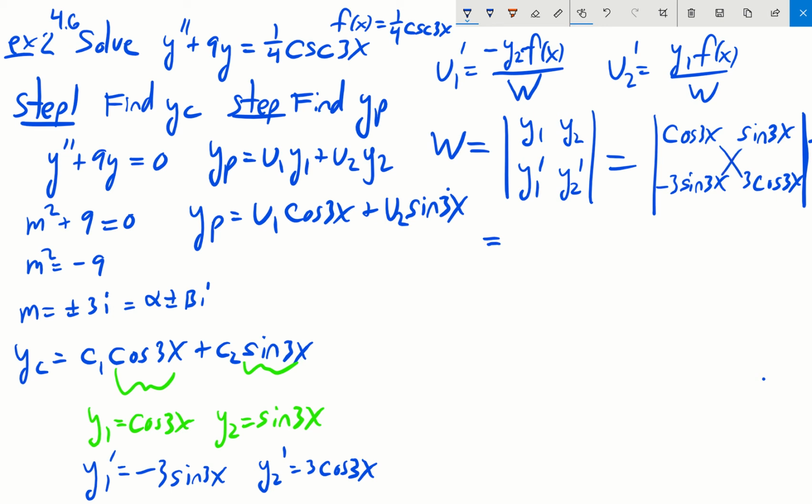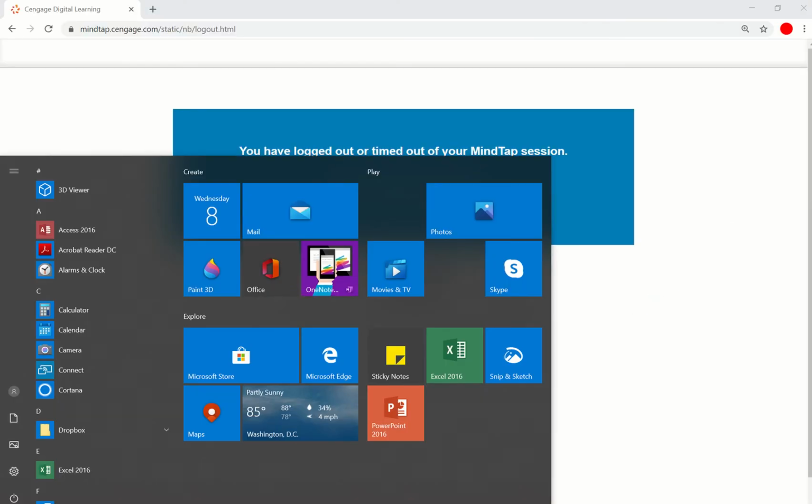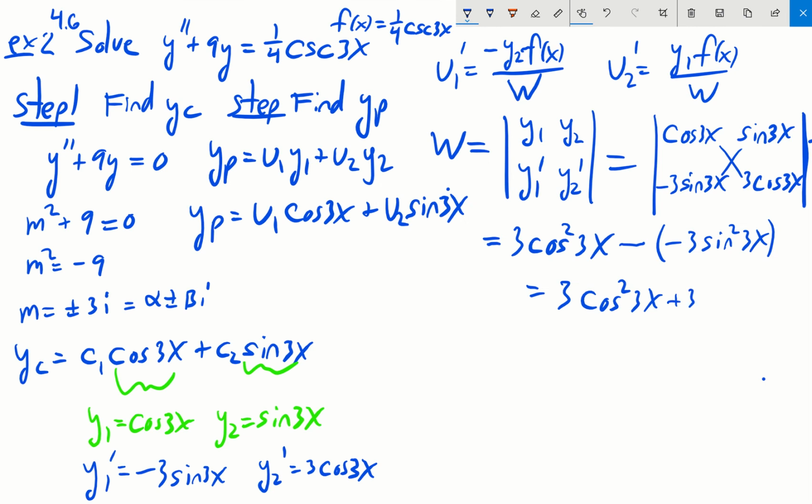We multiply the diagonals, so we are going to get a 3 cosine times cosine is cosine squared 3x. Be careful with your sign here. When we do the determinant, it's a subtraction, but then we have sine 3x times negative 3 sine 3x, which will give us a negative 3 sine squared 3x. So this is equal to 3 cosine squared 3x plus 3 sine squared 3x.